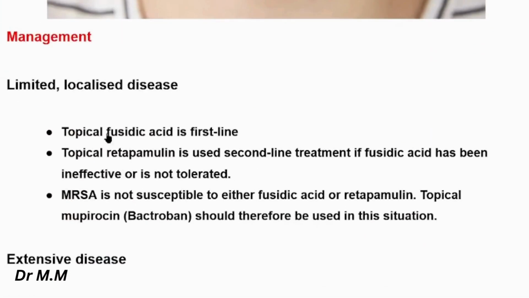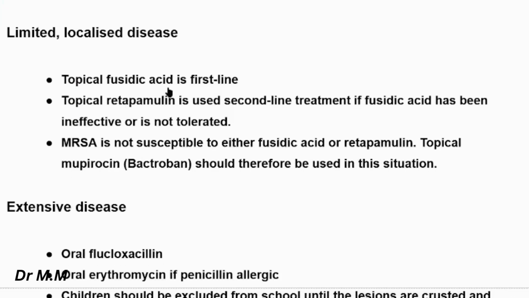Management of impetigo: limited localized disease. Topical fusidic acid is first line. Topical retapamulin is used as second line treatment if fusidic acid has been ineffective or is not tolerated. MRSA is not susceptible to either fusidic acid or retapamulin, but topical mupirocin, with the commercial name Bactroban, should therefore be used in this situation.